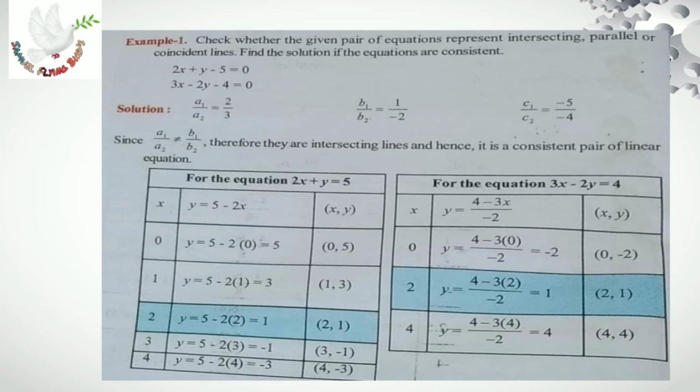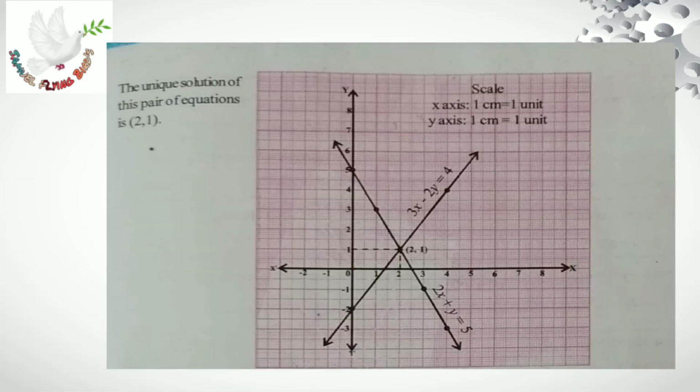Now, in the second expression, we are finding y in terms of x. We are writing the expression and substituting the values. If x equal to 0, we get y equal to minus 2. If x equal to 2, we get y equal to 1. If x equal to 4, we get y equal to 4. All these points we are considering and plotting on a graph sheet.